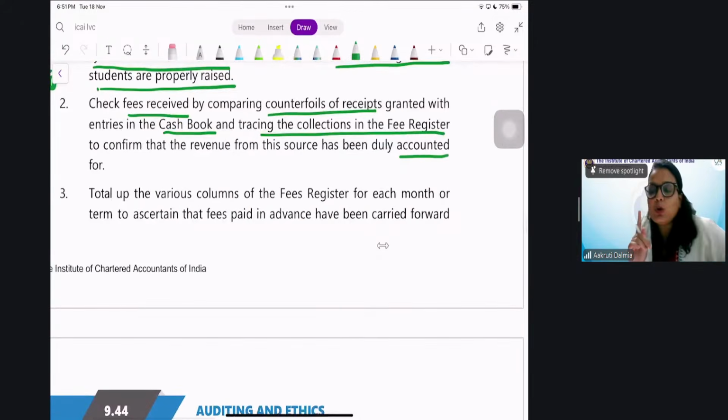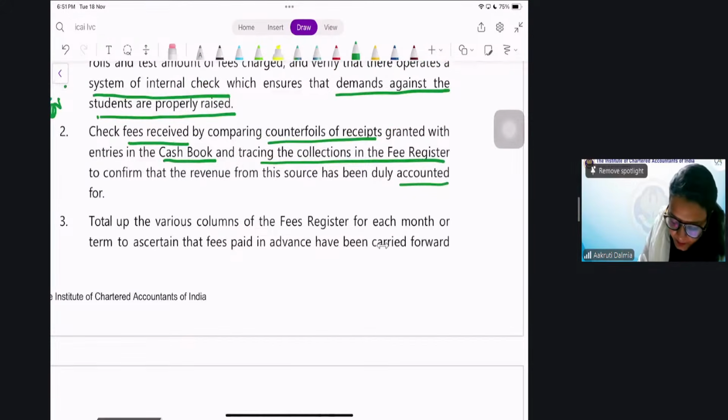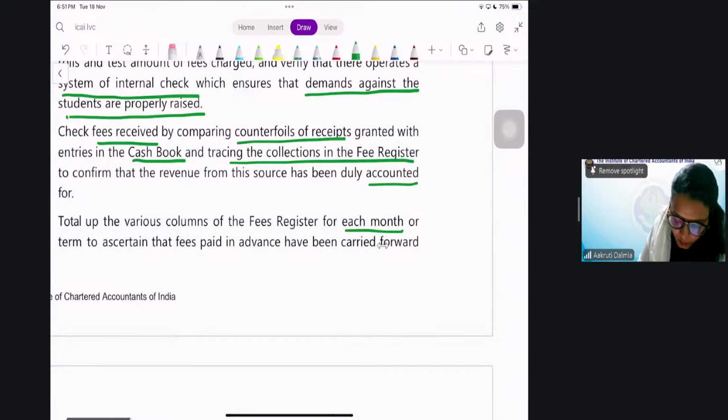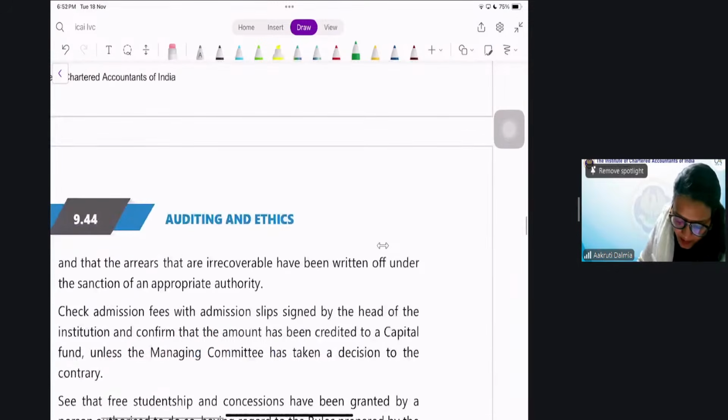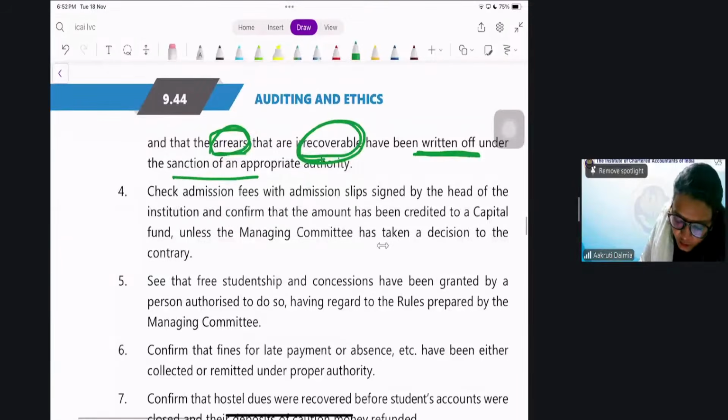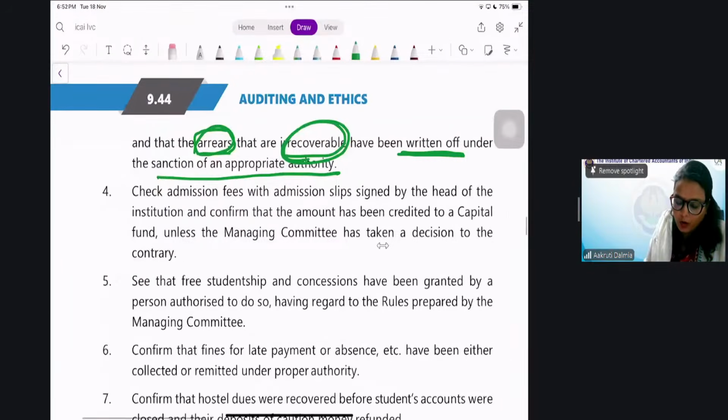Next, do you remember SIP? What was P? Proper accounting policies and proper accounting records. Then total up the various columns of fees register for each month to ascertain fees paid in advance have been properly carried forward, and any arrears that are irrecoverable should be written off after sanction of appropriate authority.